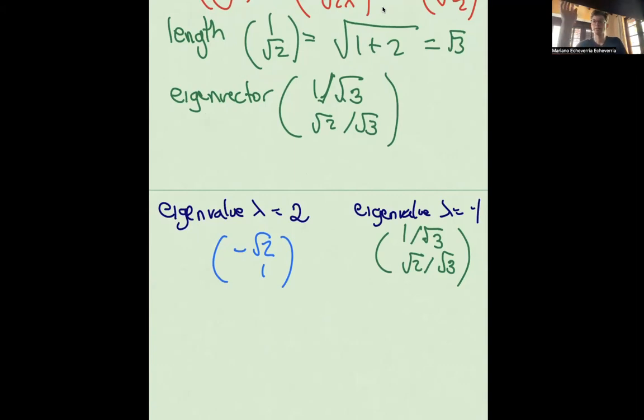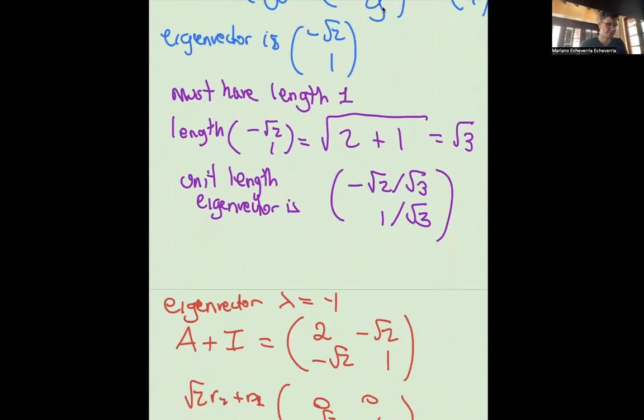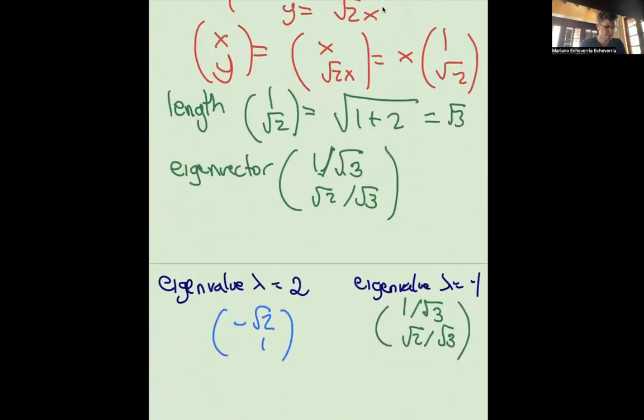Okay, and now, oops, I forgot to divide by it. It's the purple one, right? So it's divided by minus root. This one is divided by, because we want the one that has unit length.